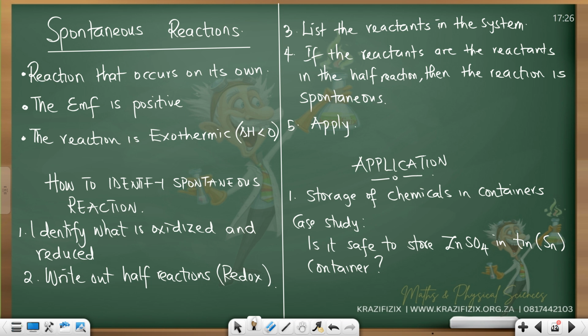Is it safe to store zinc sulfate? So I'm going to do one, you're going to do one. So I want you to follow, and we're going to follow these steps. Is it safe to store zinc sulfate in tin? What is our step one? Identify what is oxidized and what is reduced.